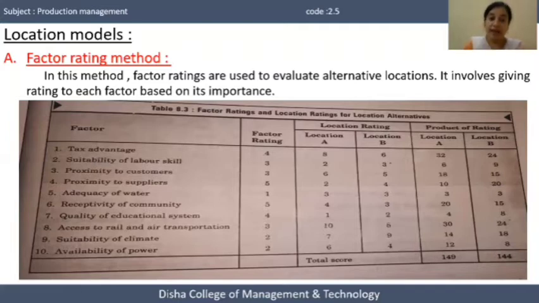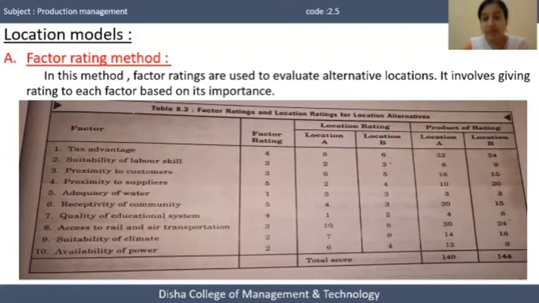So, for identifying a good location, generally the industrialists first adopt various factors. The factors may be tax advantages, suitability of labor skill, proximity to customer, means nearer to customer, proximity to suppliers, means nearer to suppliers, adequacy of water, receptivity, means acceptance of community, quality of educational system, access to rail and air transportation, suitability of climate, availability of power. Generally, these factors are important to a particular industrialist, and he takes these factors for identifying a good location. After identifying these factors, he has to rate these factors.